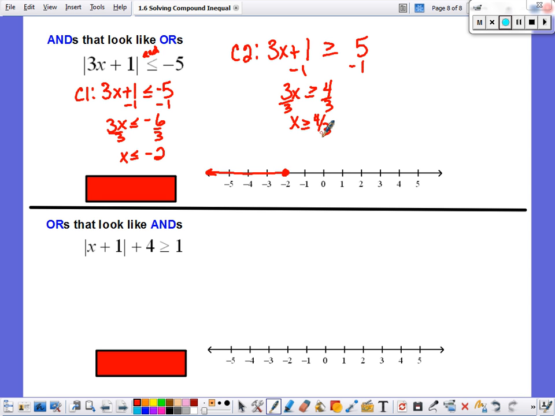Now when you come down here to graph 4/3, that's 1 and 1/3. So just get close. You're right here. That's good enough. But it's going to be greater than or equal to that. Now look at this. Notice the graph looks like an or.